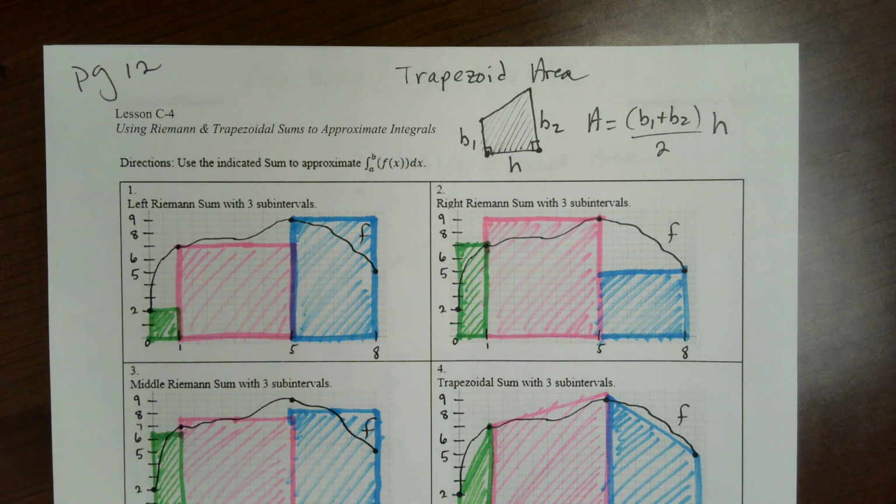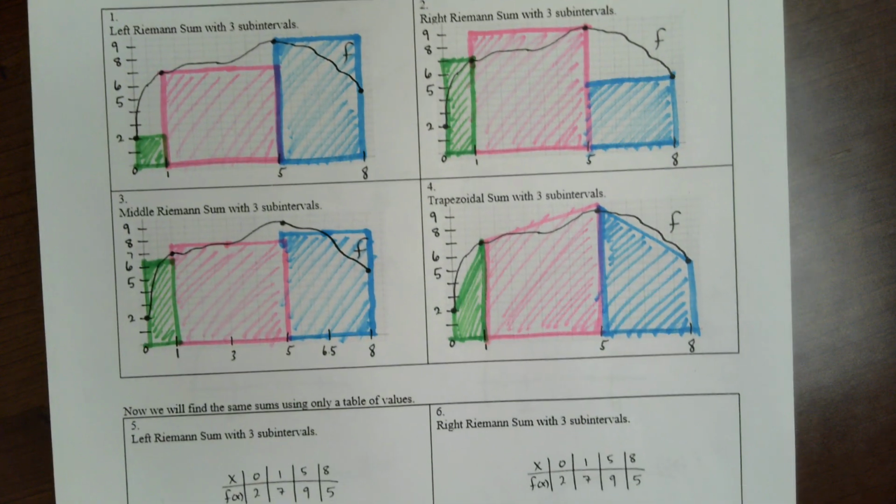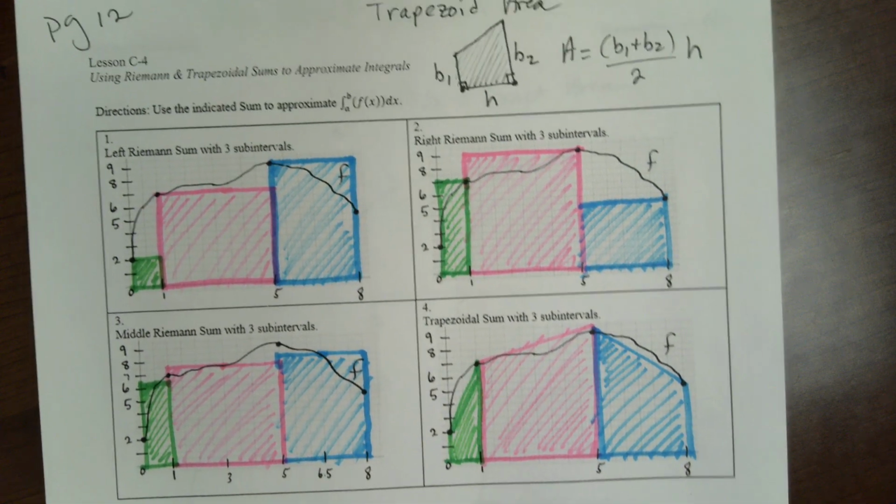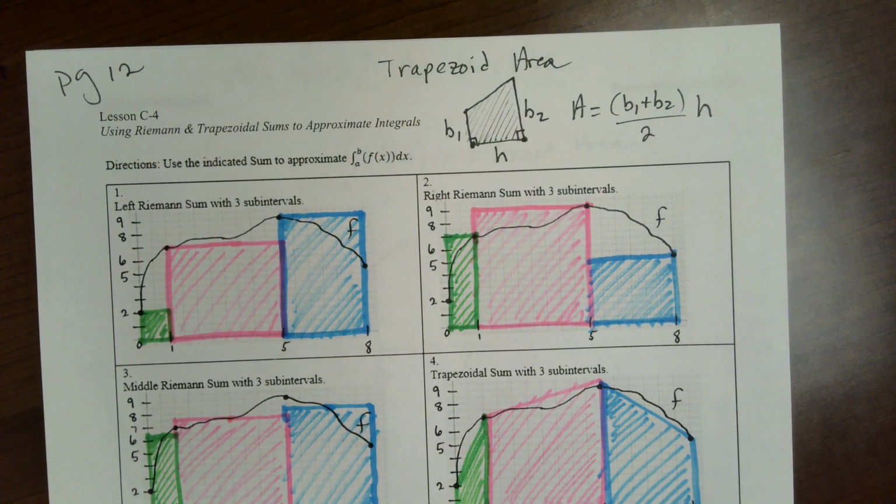Okay, so we're on page 12. This is C4, and we're going to do C4 in two parts. So this will be part one. And shortly, guys, you'll have to kind of replicate what I've done here on the paper. I use 3 different colors, but you don't even have to use colors at all if you don't want.